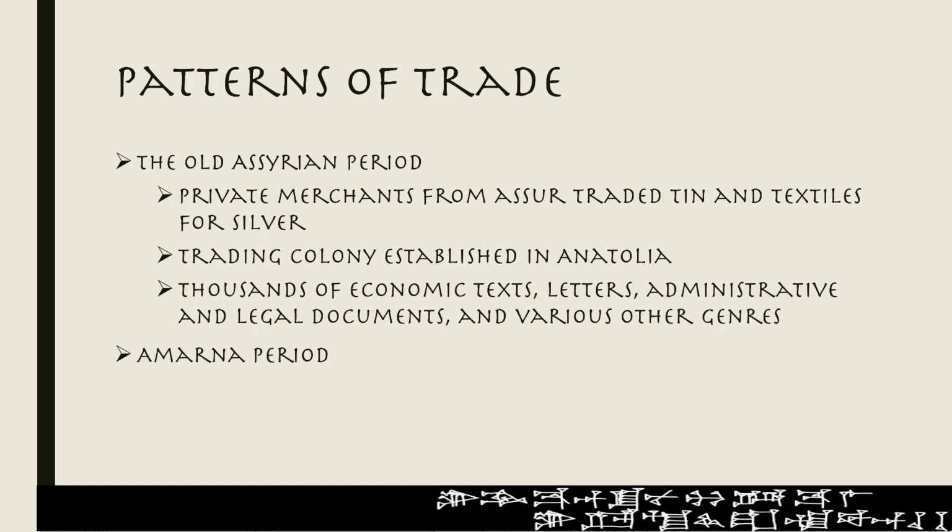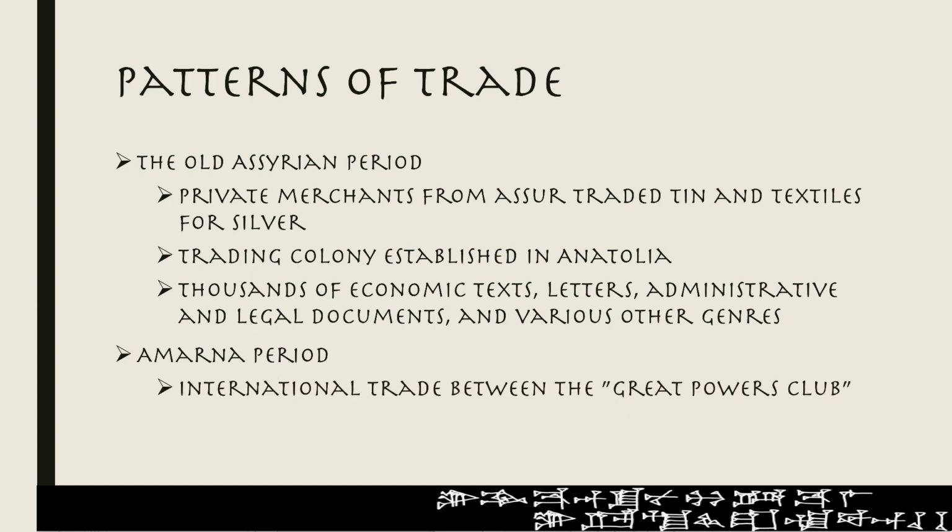In the second half of the 2nd millennium, we have another significant period of trade. This is international trade among the members of the ancient Near East in general. So this is international trade between the members of what we call the Great Powers Club. And this includes Egypt, up into Anatolia, Assyria, Babylonia, amongst others. And this type of trade had significant effects on what we call the Amarna period. There's a link in the description that connects you to our video on the Amarna period.